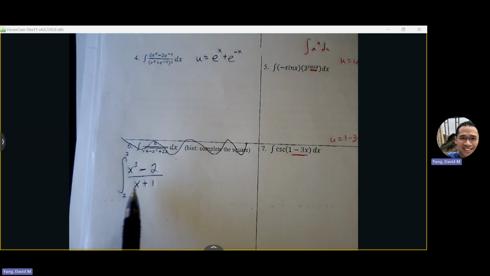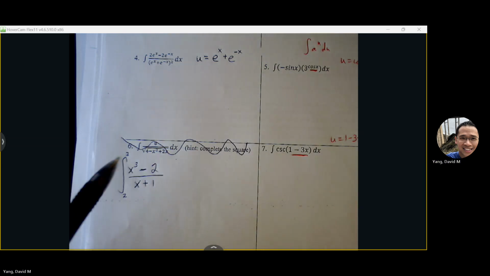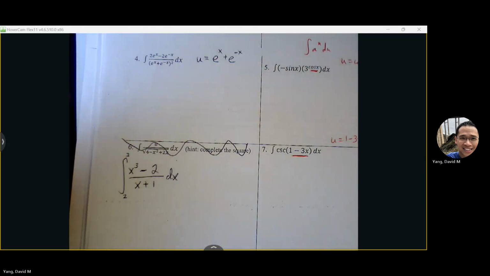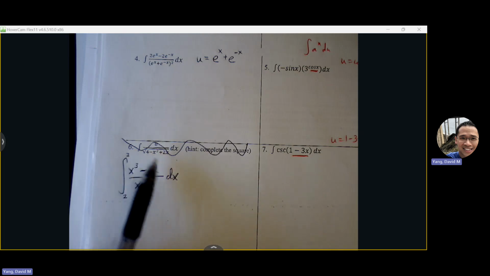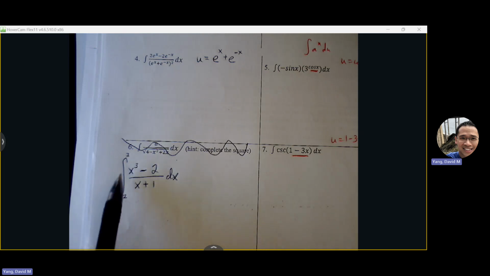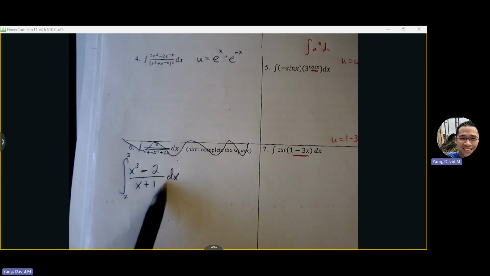The integral from 2 to 3 of (x cubed minus 2) over (x plus 1) dx. All right, can you recognize this here? What process is this problem? All right, from your quiz, right? What is this? Synthetic division, right?